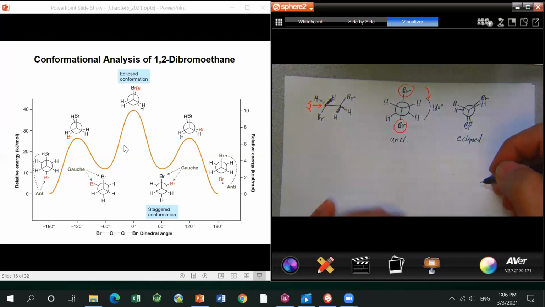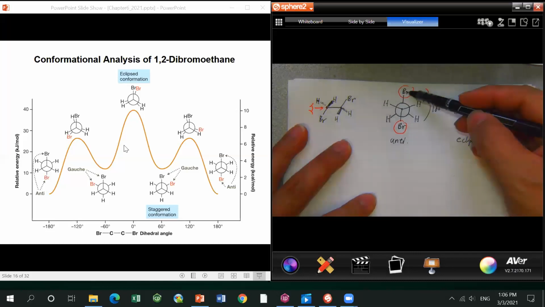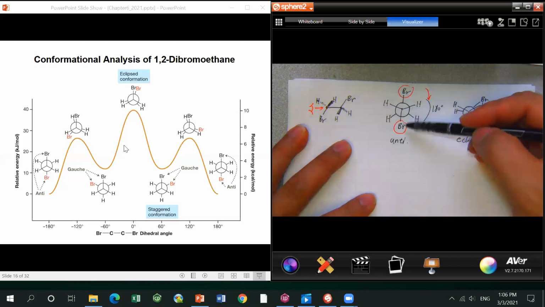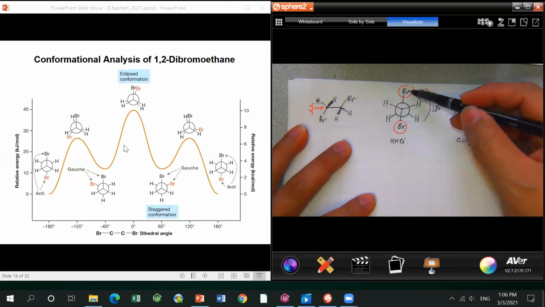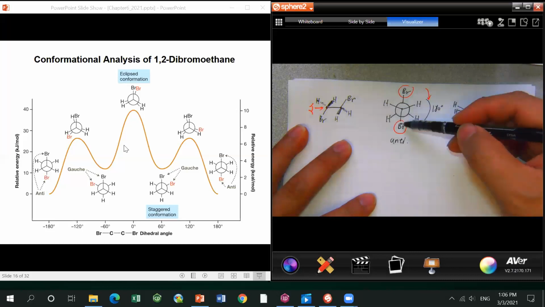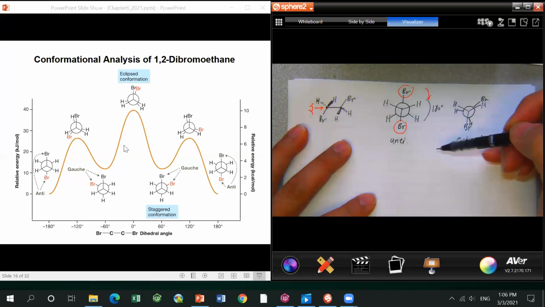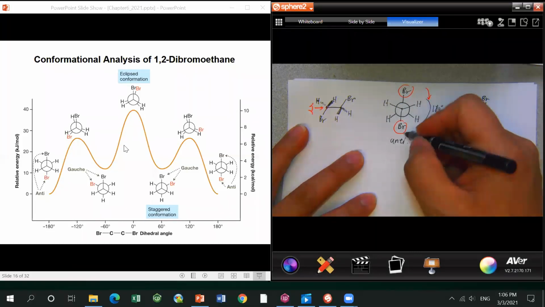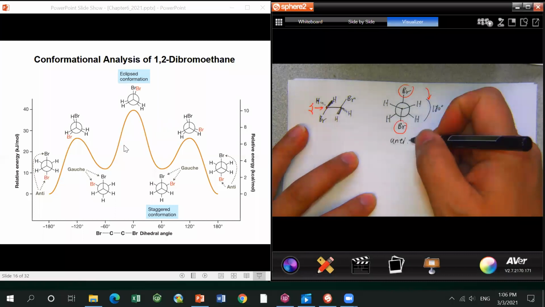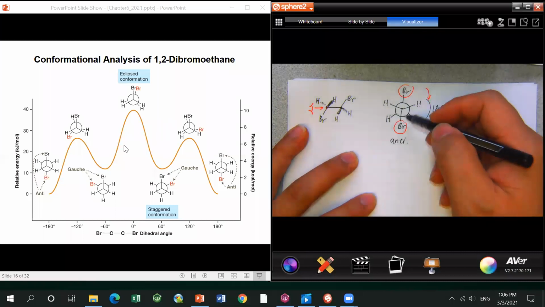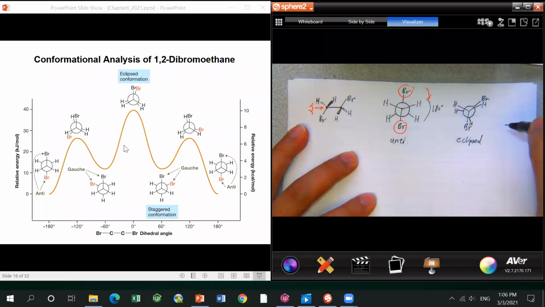Anti means these two are 180 degrees to each other. So these two groups are on totally opposite sides, and that's why I call it anti. Normally anti means the two largest subgroups on the individual carbons are 180 degrees apart. That's the anti.